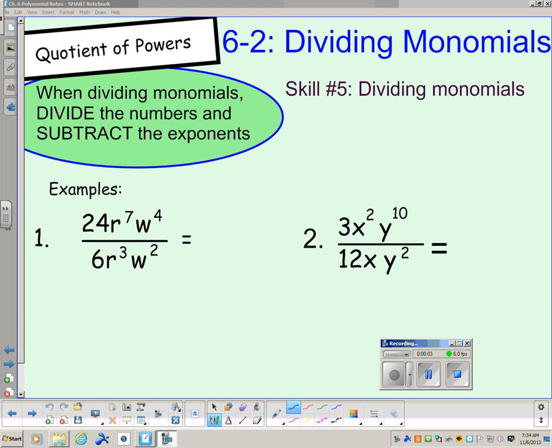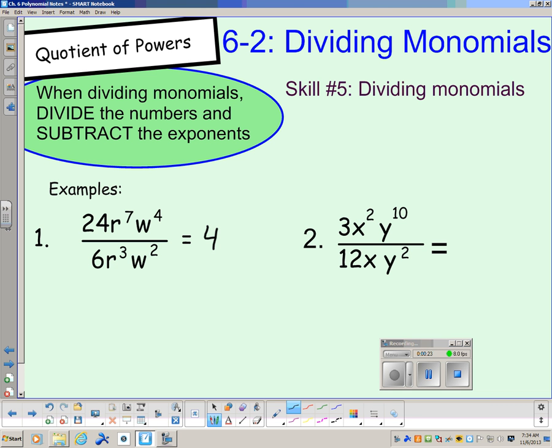All right, so we're gonna do dividing monomials here. So when dividing monomials, you're going to divide the numbers and subtract the exponents. If you look at this first one here, we've got 24 divided by 6. That's just the regular numbers. You can go ahead and divide those. And then with your powers there, you go ahead and subtract them.